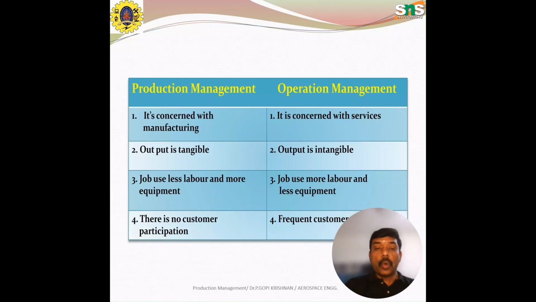The output for production management is always tangible, which means that you can literally touch, feel, and see the output. Whereas for operation management, since it is concerned with the services, the output is always intangible. You cannot see or feel the products by touch because it is concerned with only the services. As far as production management is considered, the jobs use less labor and more equipment, whereas for operation management, the jobs use more labor and less equipment. And also, there is no customer participation for production management because it is concerned only with the conversion of a material into a finished product, whereas operation management considers the participation of the customer during the process.